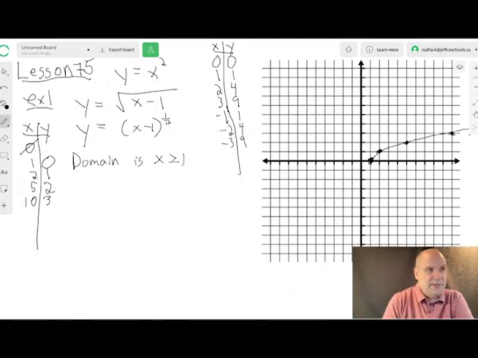So the range is basically what our result is. This is what comes out of the machine. The domain is what you can put in the machine, and the range is what comes out of the machine, okay?